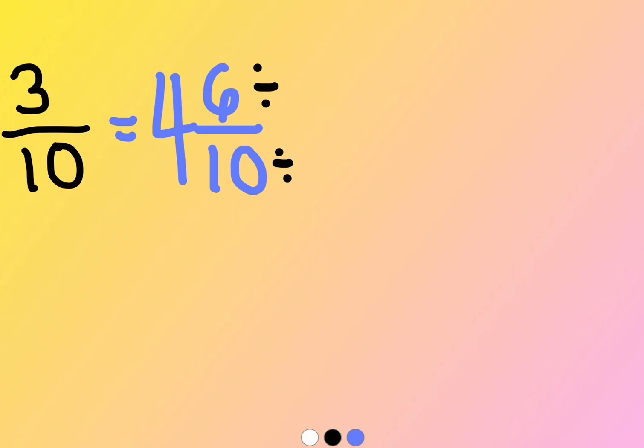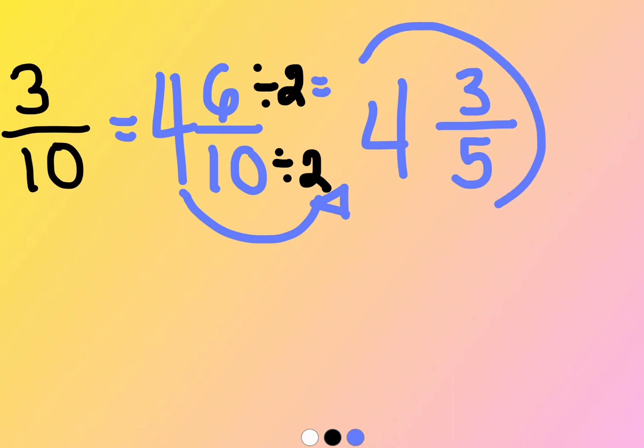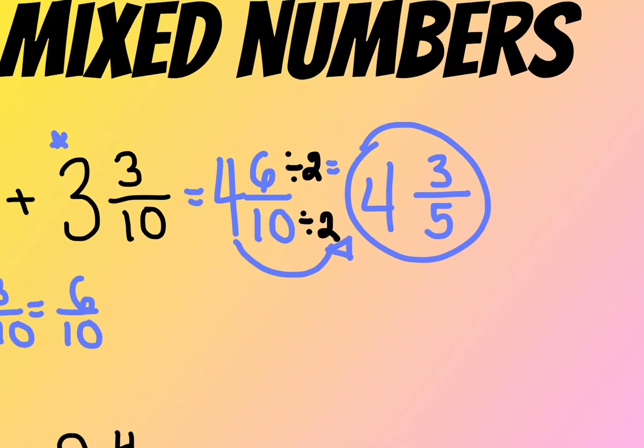My factors of 6 are 1 and 6, 2 and 3. My factors of 10 are 2 and 5, 1 and 10. And the biggest thing they have in common is the number 2. So whenever I divide it, 6 divided by 2 is 3. 10 divided by 2 is 5. And I put my whole number right here. So I have my final answer of 4 3/5, which makes sense.